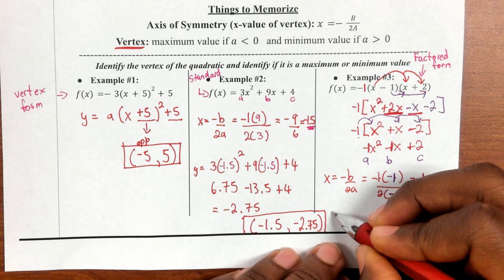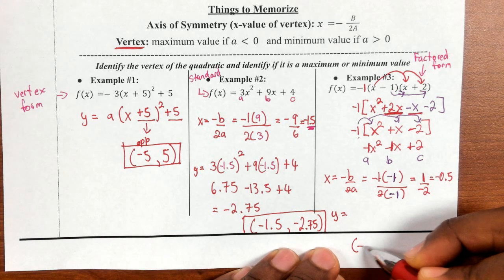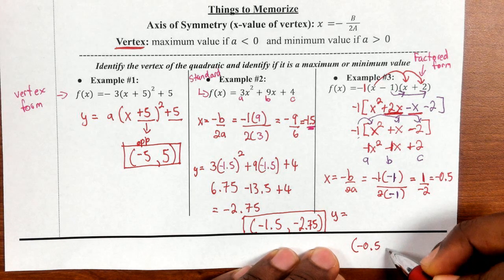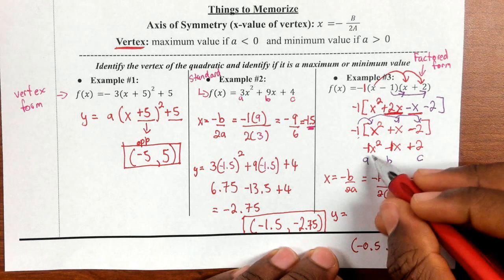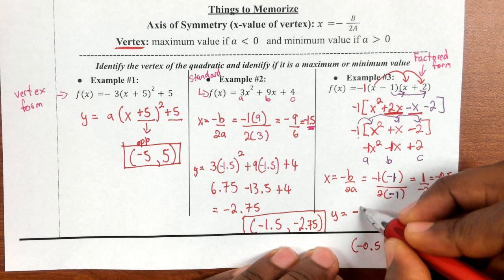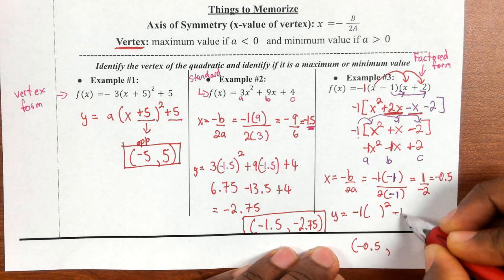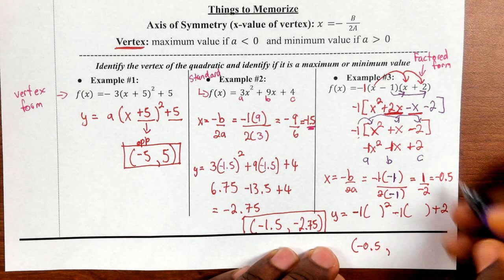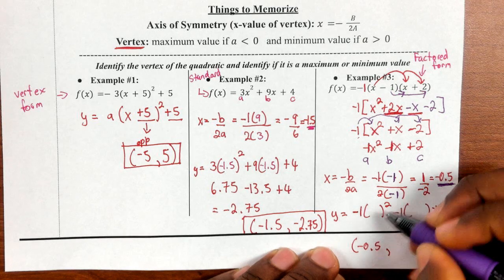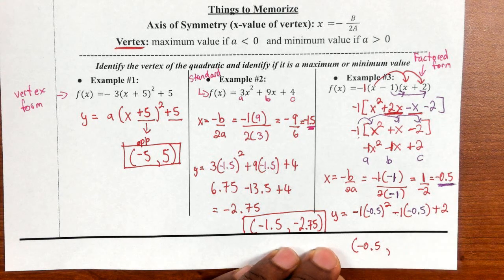Then all I'm going to do is find the y value for that vertex. The x value is negative 0.5, so to get the y value, all I have to do is plug it back in. I'll rewrite this equation: negative 1, replace the x with the parentheses, minus 1, replace the x with the parentheses, plus 2. And what's going to go inside of the parentheses? Negative 0.5. Now I'm going to calculate.